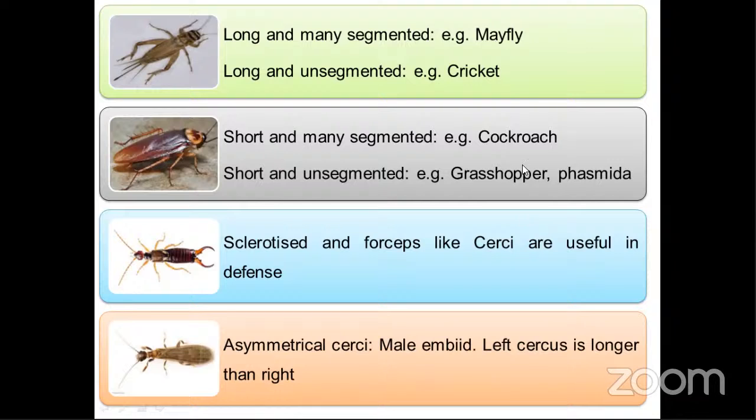Crickets and grasshoppers have unsegmented cerci because they come under Orthoptera: Acrididae and Tettigoniidae, short-horned grasshopper and long-horned grasshopper. In Acrididae, cerci are short and unsegmented. But in crickets, Gryllidae, cerci are long and unsegmented. Like that, mayfly has long and many segmented cerci, and cockroaches have short and many segmented cerci.